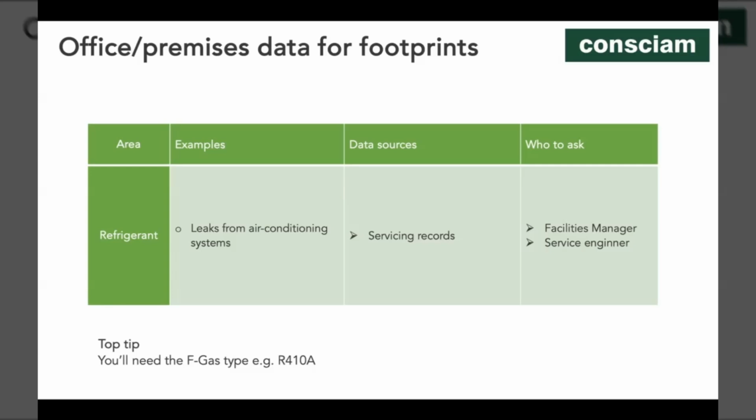If they were, you need to account for that in your carbon footprint. So the sort of information you'll need will be the F gas type, which might be something like R410A or a whole bunch of other numbers, and then the amount, so the kilograms that were added to the system.